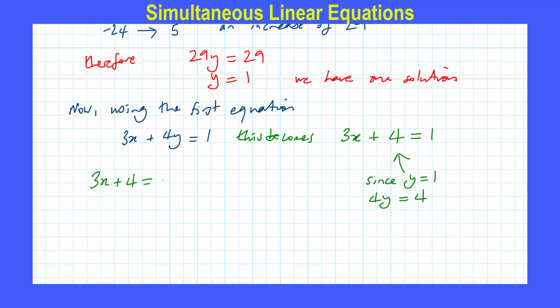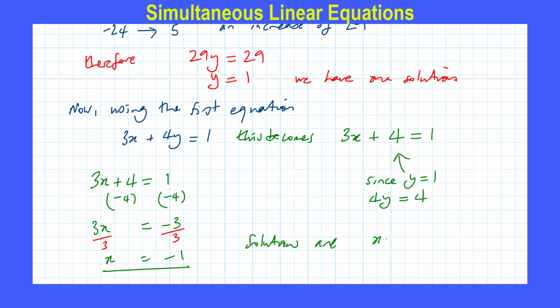So 3x plus 4 equals 1. Subtracting 4 from both sides, so 3x equals negative 3. Dividing both sides by 3, so it tells me that x is going to be negative 1. And we have our second solution. So the two solutions we've got is x is negative 1 and y is 1.